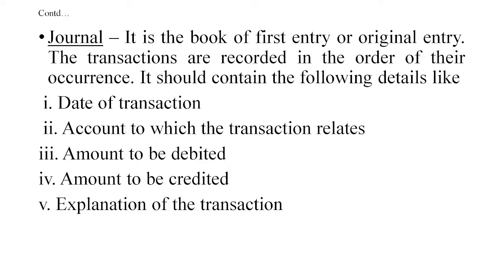Next, journal. What does journal mean? It contains the details of the amount received. And based on this journal, a ledger is prepared. Journal is just for the ledger.